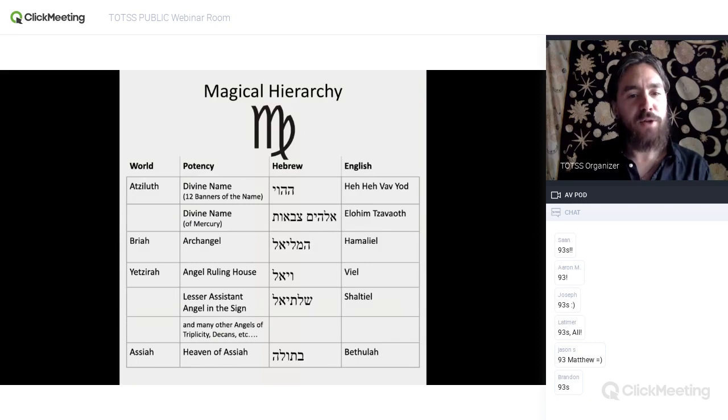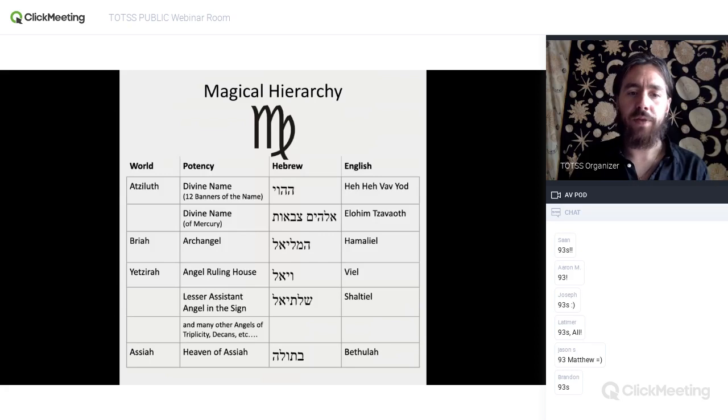All right, then we've got our magical hierarchy. So again, this will be a zodiacal sign. Our first divine name will be one of the 12 banners of the name. These are the permutations of the divine name Yod He Vav He. So we've got He He Vav Yod. And then as an alternate divine name here, I've also given you the divine name of Mercury, which is Elohim Zavaoth. Especially that's the divine name of Hod.